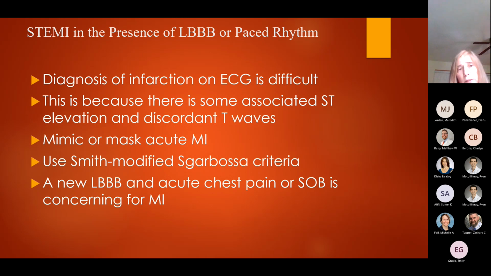It's very hard to diagnose STEMI in the presence of left bundle branch block and paced rhythm, because it's associated with ST elevation and discordant T waves. I'll talk in the next slide about discordant T waves. So it mimics or masks acute MI, and we use the Smith-modified Sgarbossa criteria. When you see new left bundle branch block and the patient complains of acute chest pain or shortness of breath, you should be concerned for MI.